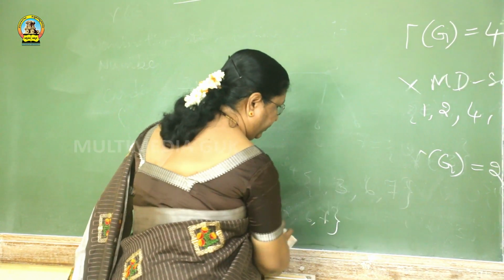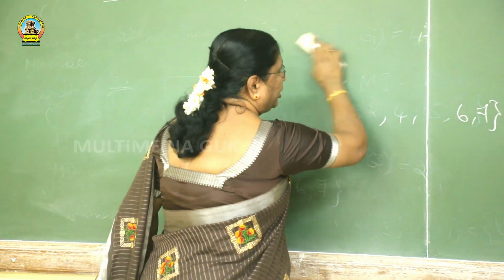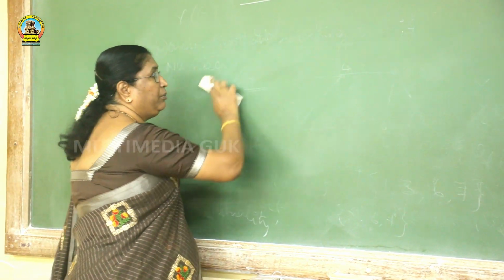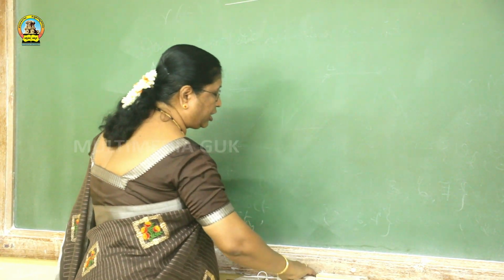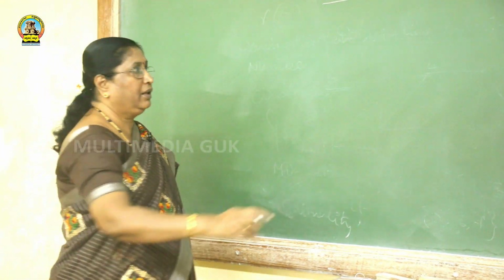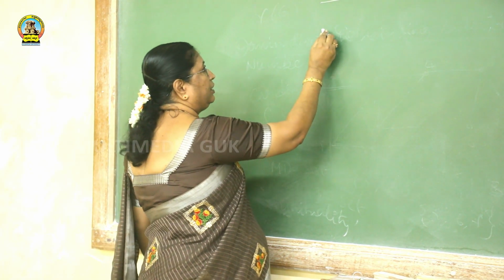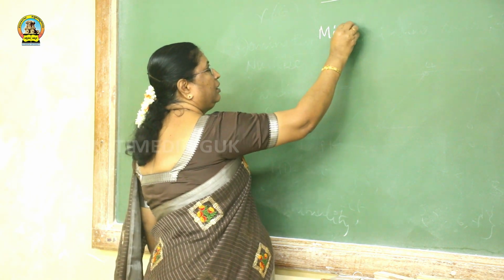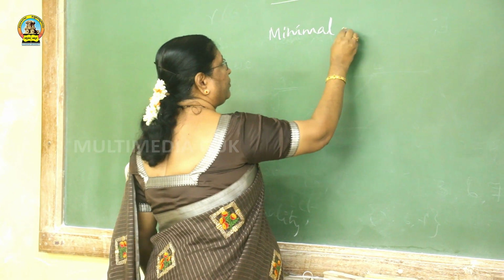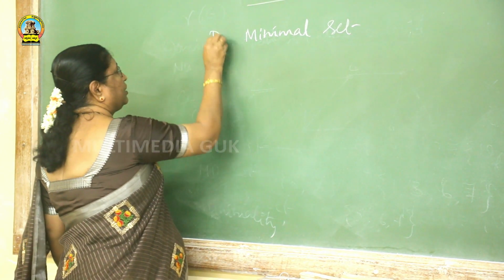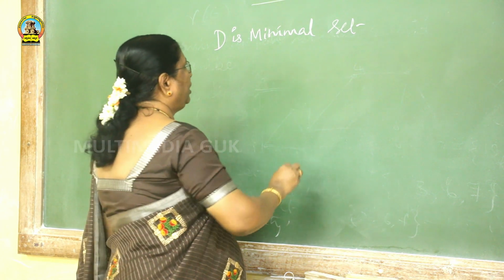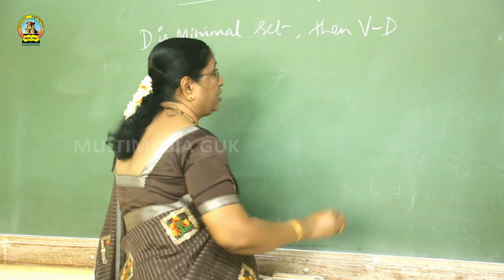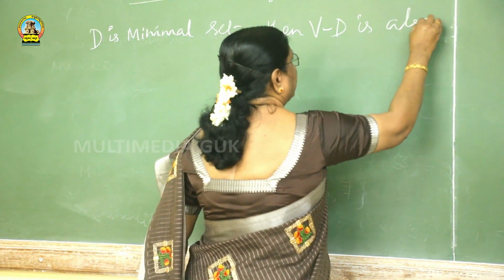And you have the domination number if the given set is a dominating set and its complementary set in the vertex set is also a dominating set. If D is a minimal dominating set, then we also see that its complement set is also a dominating set.